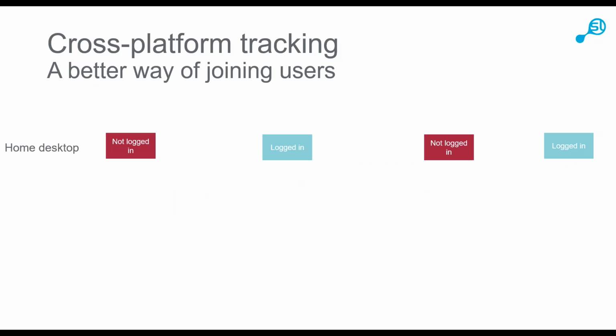So the first one, cross-platform tracking. So it's a better way of joining users. To start this off, we can see on the screen now a typical path of somebody using one device to view a website a few times, maybe while they're researching buying a product. And this probably was a lot more typical of how people did things in 2005 when Google introduced the original version.